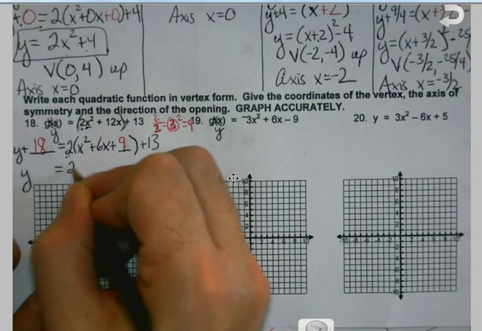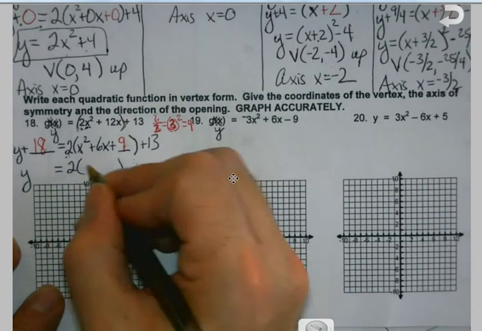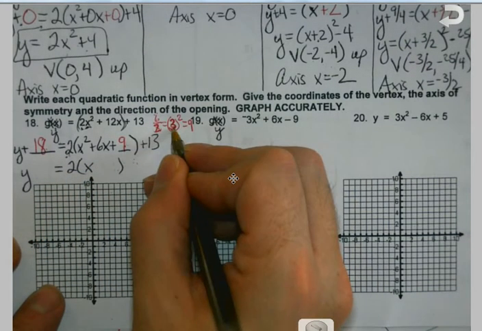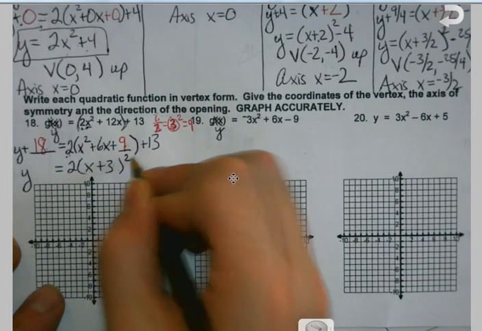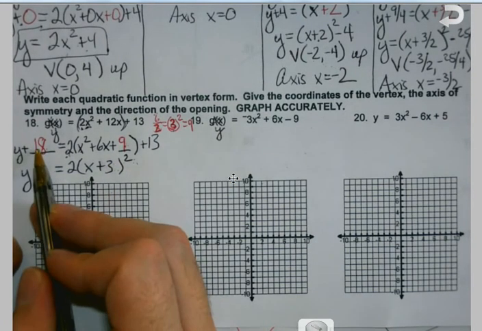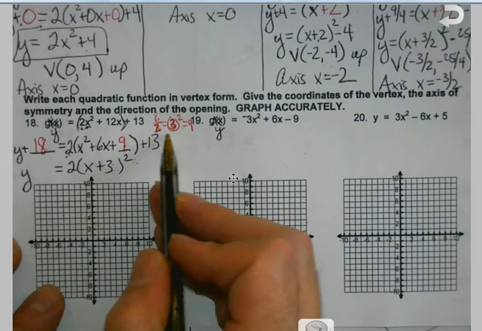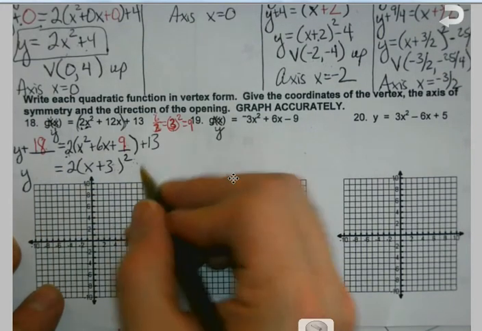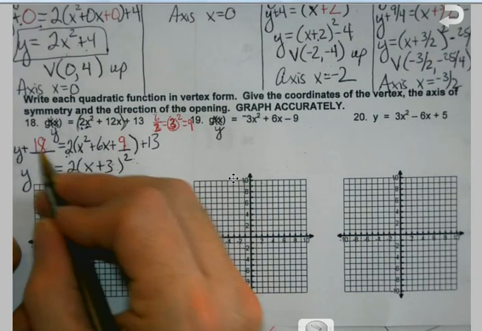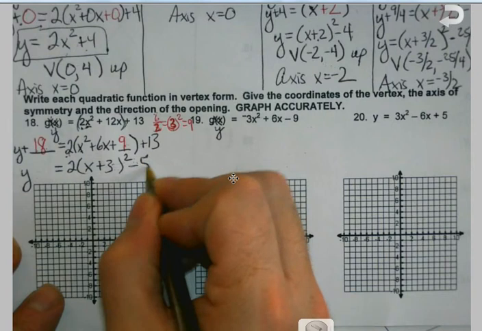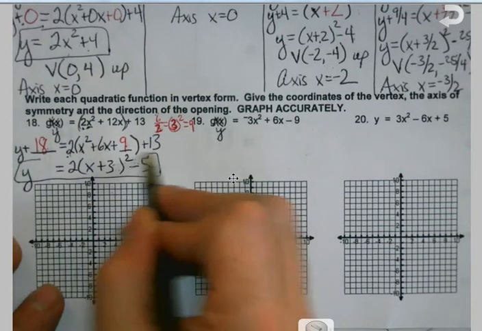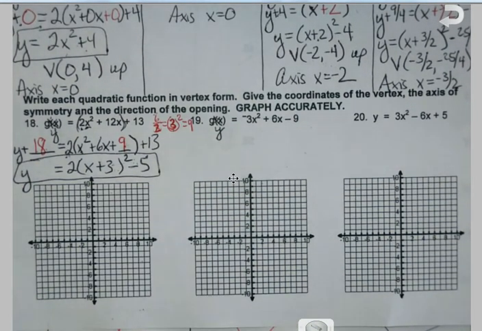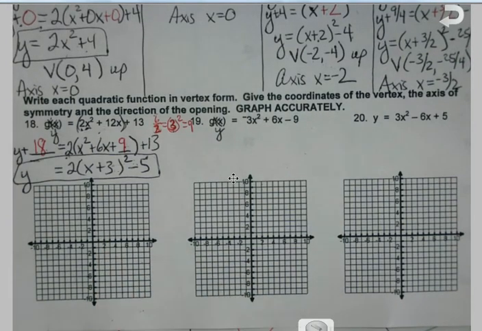So this will be x, my b divided by 2, is 3. But now I've got to take that positive 18 and subtract it over. So my blank will be gone. I left a little too much room in there. So 13 minus 18 will be minus 5. And that's going to be my equation for this particular expression in vertex form.